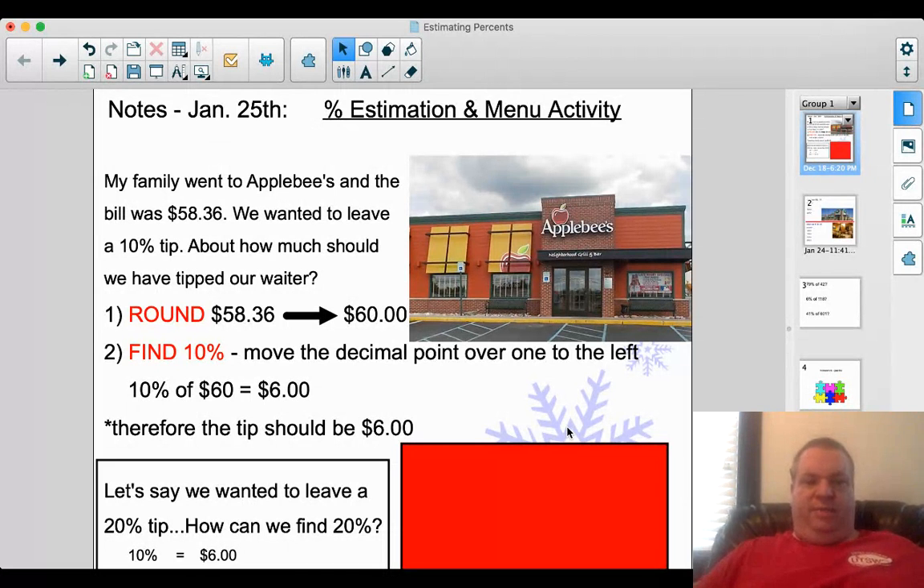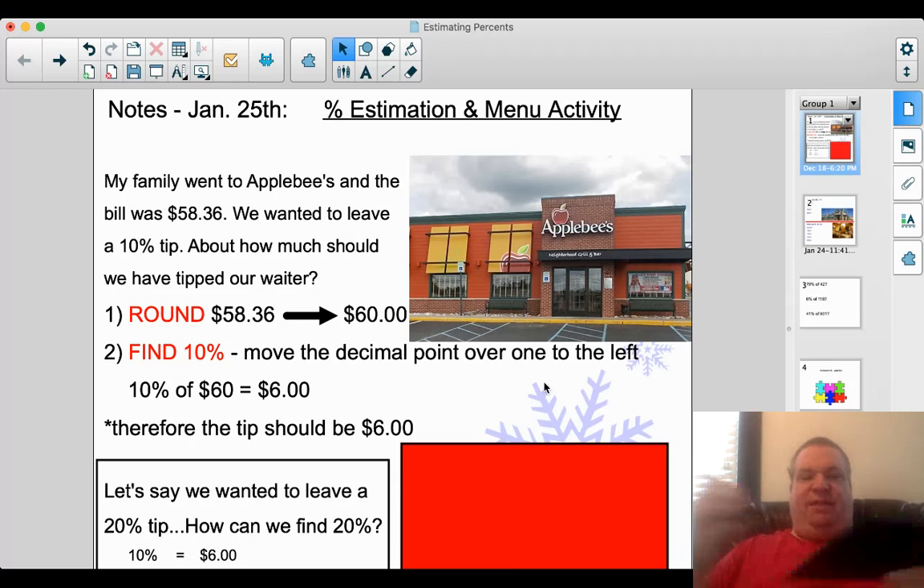So let's pretend your family goes to Applebee's. Your bill was $58.36. So you want to leave a 10% tip. How much should you tip your waiter? So the way that we're going to do this is we're going to start by taking our number and rounding it. We're going to specifically round it to the tens place. Okay, and you're going to see why in a little bit.